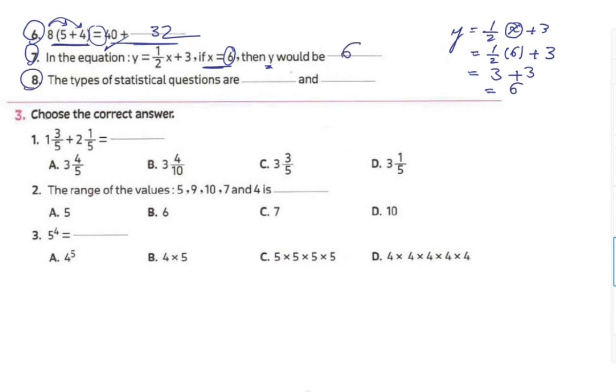Last complete question. The types of a statistical question are blank and blank. What are the types of a statistical question? Yes, two: numerical and categorical.